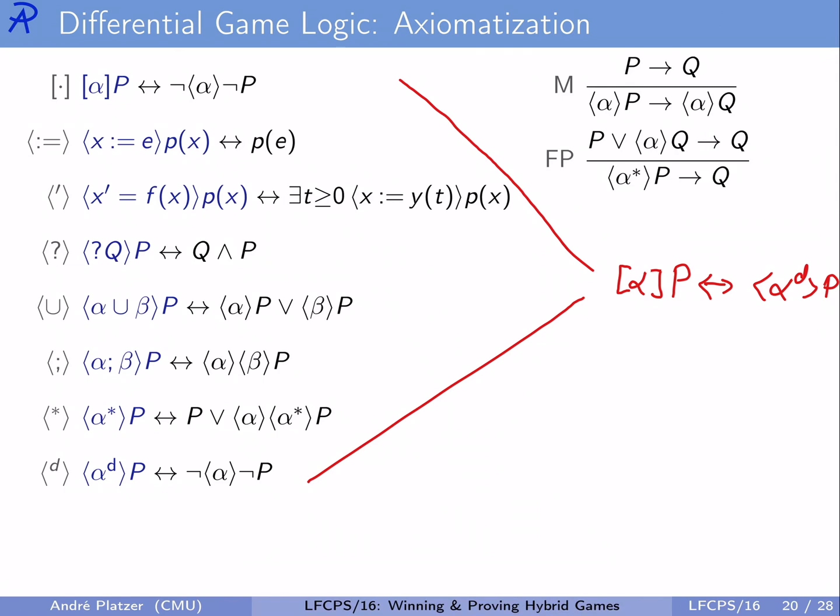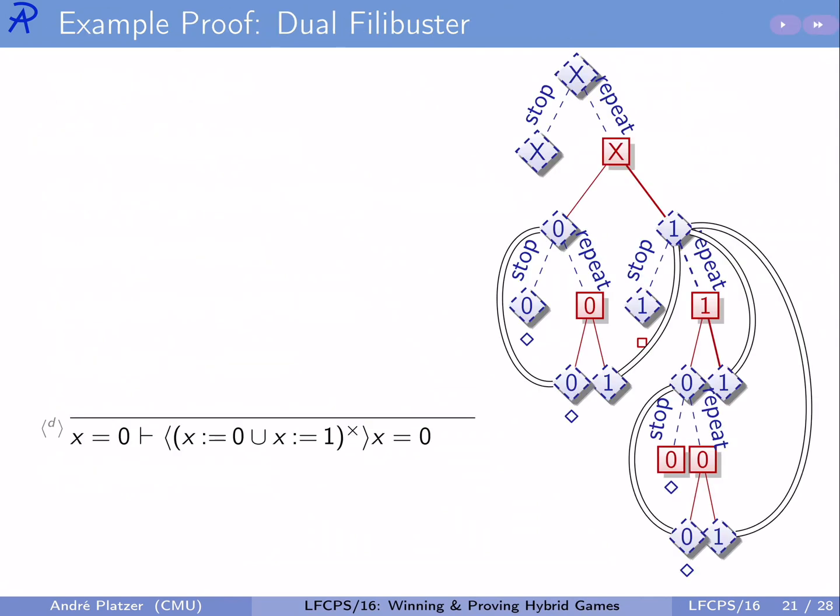Having said all that, let's use the now new and improved axiomatic formulation of differential game logic for some good. For example, we can prove the dual filibuster game, that if we start at 0, Angel has a winning strategy to always stay at 0, in Demon's repetition when Angel gets to make a choice to put 0 or 1 into the variable.